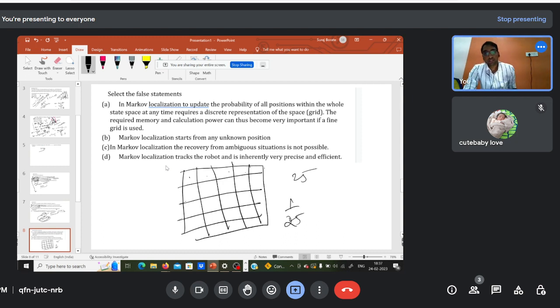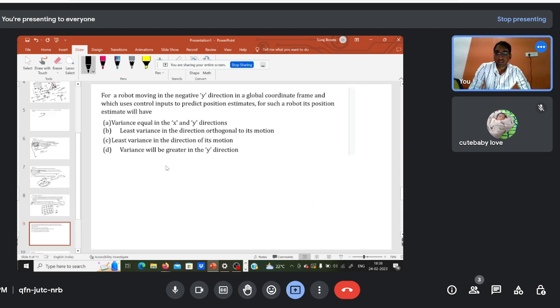In Markov localization, the recovery from ambiguous situations is not possible. When we say ambiguous, it means uncertain, right? And it deals with uncertain situations, so obviously recovery is possible. So this is false. And Markov localization tracks the robot and is inherently very precise. It has nothing to do with being precise, and it is definitely not efficient because a lot of memory and calculation power is used. So C and D are false. I hope this question is clear.